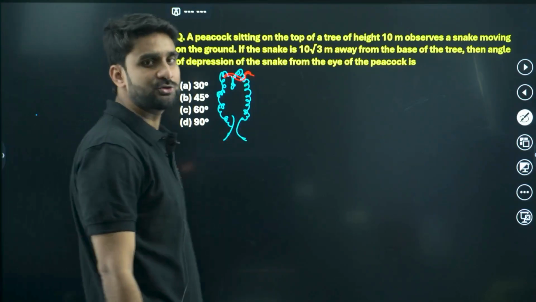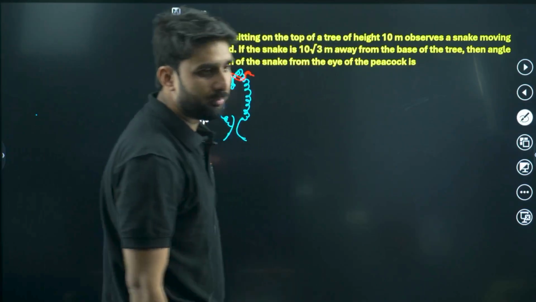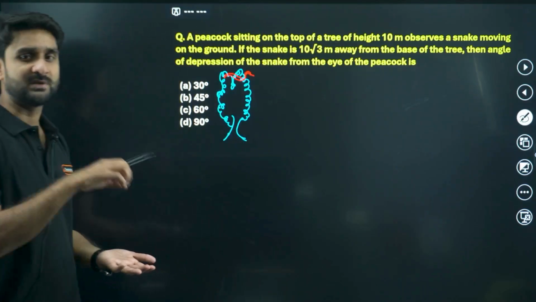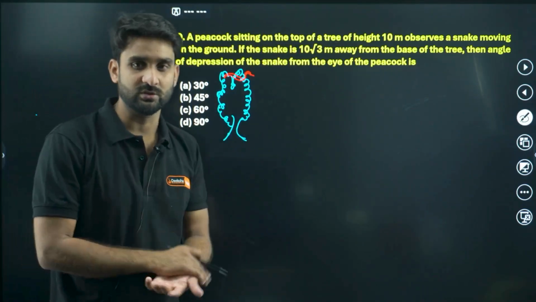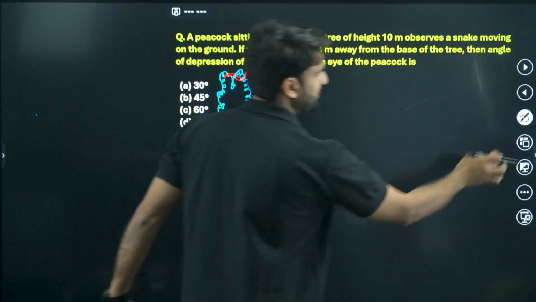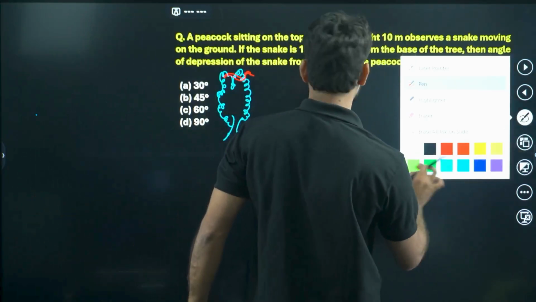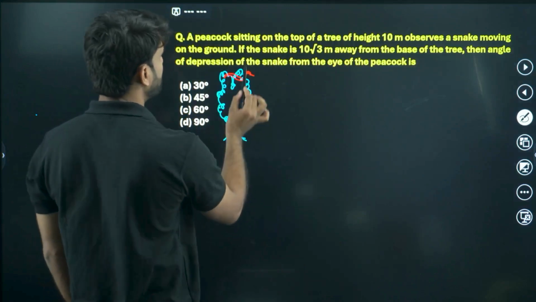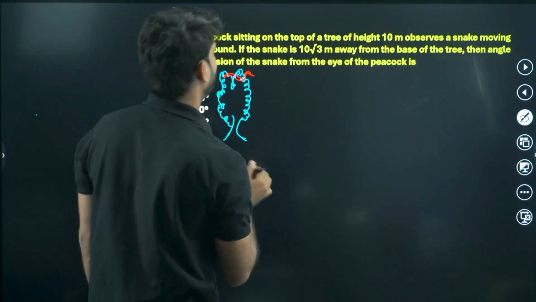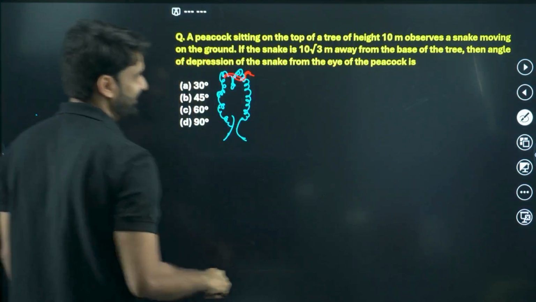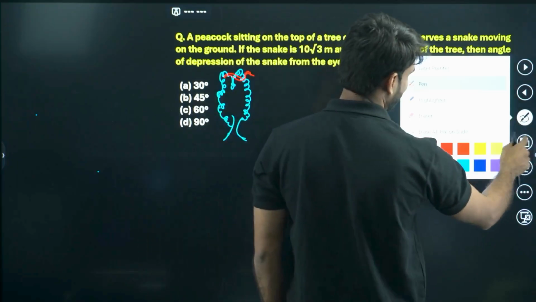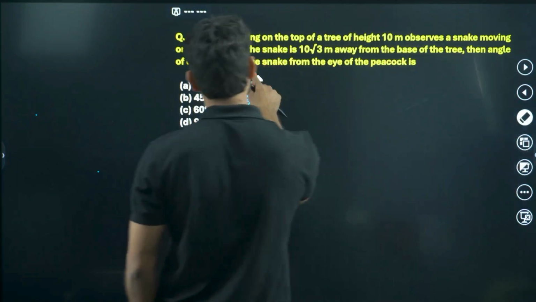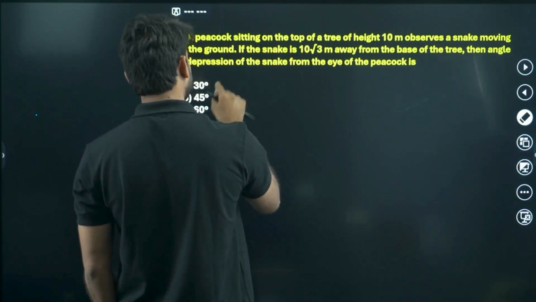I will show you the sheet of toppers, how toppers write the solution, how toppers respond to the question. You will get so many beautiful things from that. Okay, so there is a snake of red color. A peacock sitting on the top. Oh, sorry, what did I do? Why did I draw the snake here?